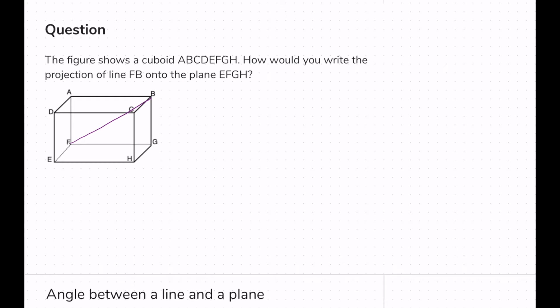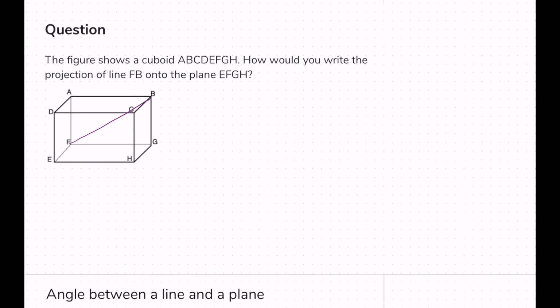Now, often with these kinds of questions, you're asked to do projections or find the shadow of things. So it often helps to think of this in terms of shadows. So this has a big cuboid, and it's asking us to write the projection of the line FB, which you can see I've already marked on there, onto the plane EFGH.